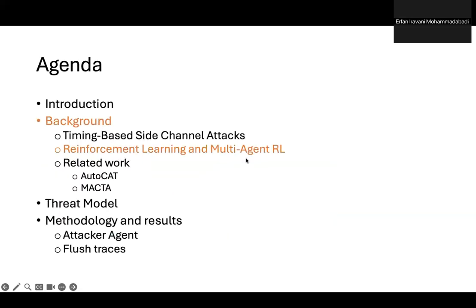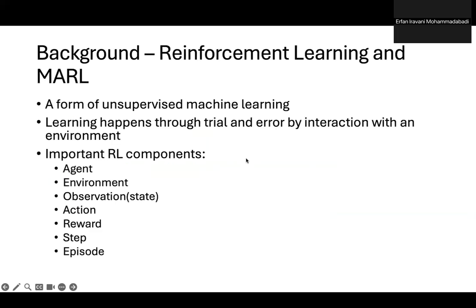Now we will discuss reinforcement learning and multi-agent reinforcement learning. So, reinforcement learning is a form of unsupervised machine learning where learning happens through trial and error by interaction with the environment. RL has some important notions that we show here.